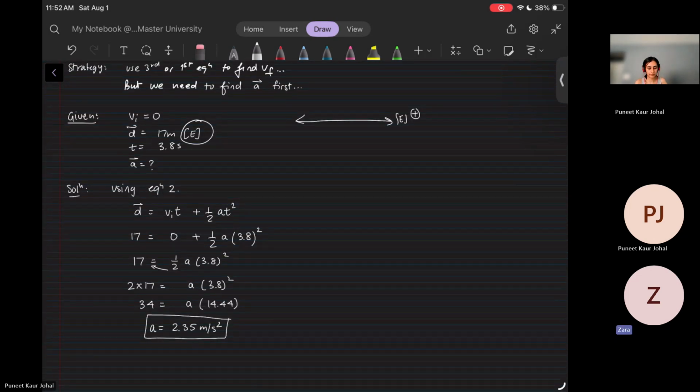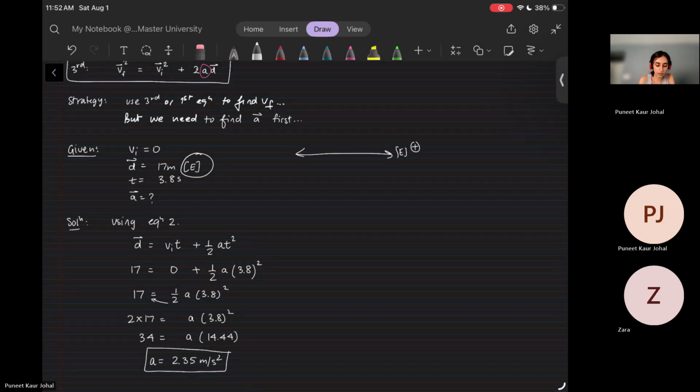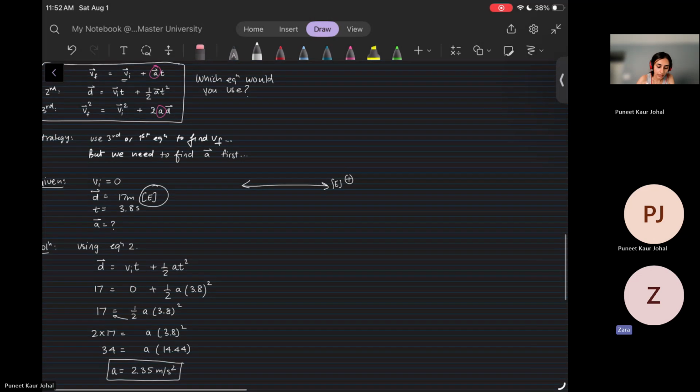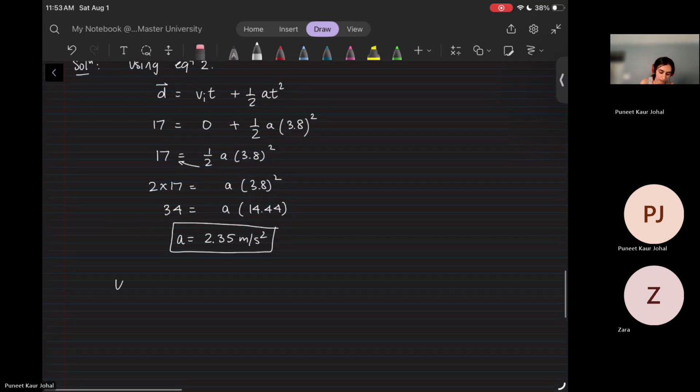Good? Yeah. Okay. Now that we have our acceleration, we can execute our first strategy, which was to use either equation 1 or 3. If I was given a choice, I would just go with 1 because it's much simpler looking than 3. 3 involves squares and stuff. But again, up to you, use any. So then I'm just going to use equation 1. You can always try different equations as well, just to see how different equations will still give you the exact same answer.